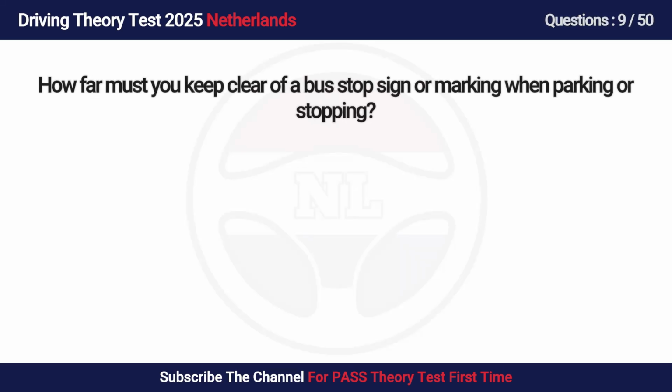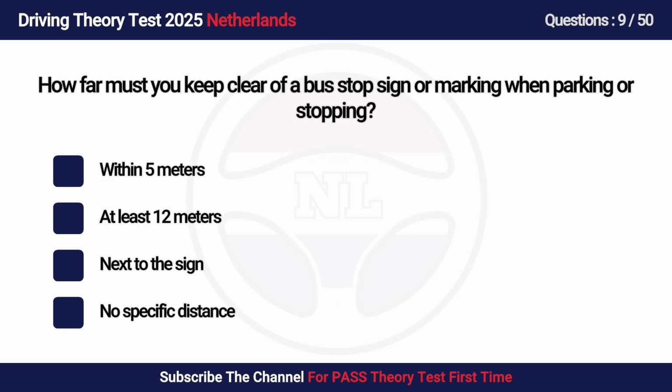Question 9. How far must you keep clear of a bus stop sign or marking when parking or stopping? A. Within 5 meters. B. At least 12 meters. C. Next to the sign. D. No specific distance.